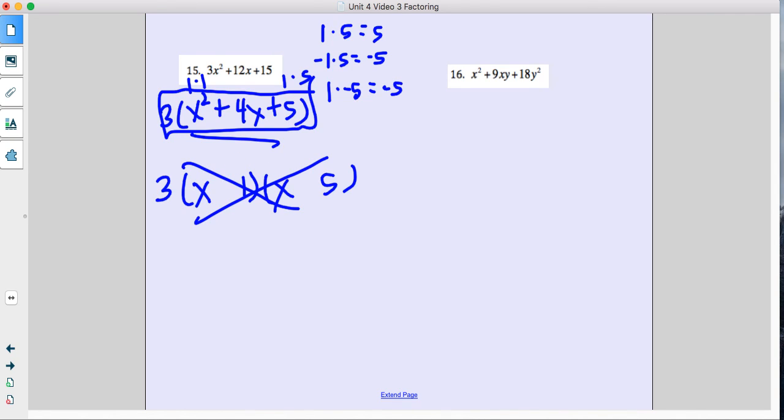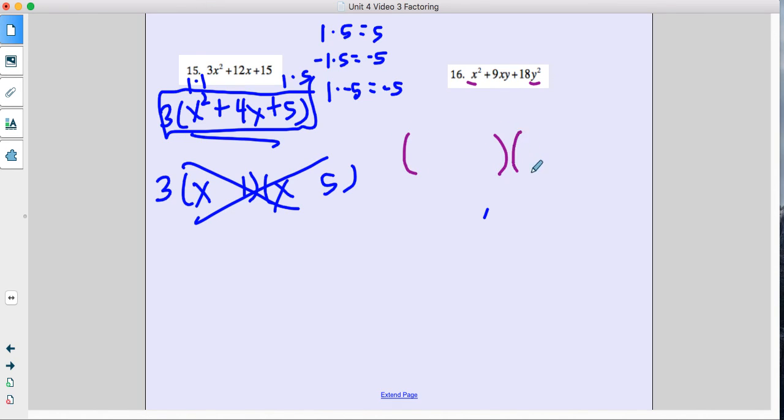All right, number 16. Let's look at this one. This one looks a little different. It has an x squared and a y squared. Okay. No GCF. They're not all divisible by the same thing, so I'm going to go ahead and factor it as is.